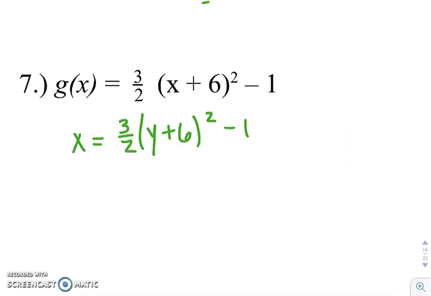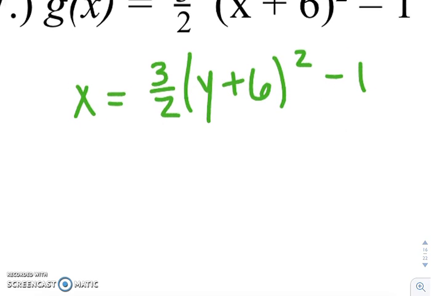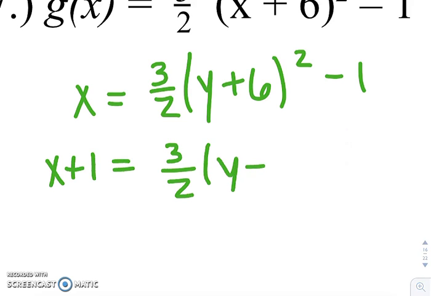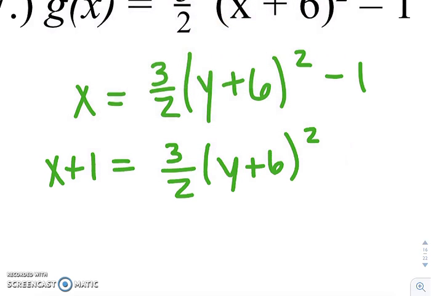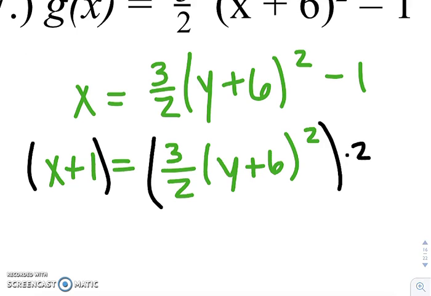Okay, so we've got to get rid of this 1 and we have to get rid of this 3 halves. So I'm going to add the 1 over. Make this x plus 1 equals 3 halves times (y plus 6) squared. So, same thing with this fraction. Since the denominator is 2, we're going to cancel that out first by multiplying both sides by 2.